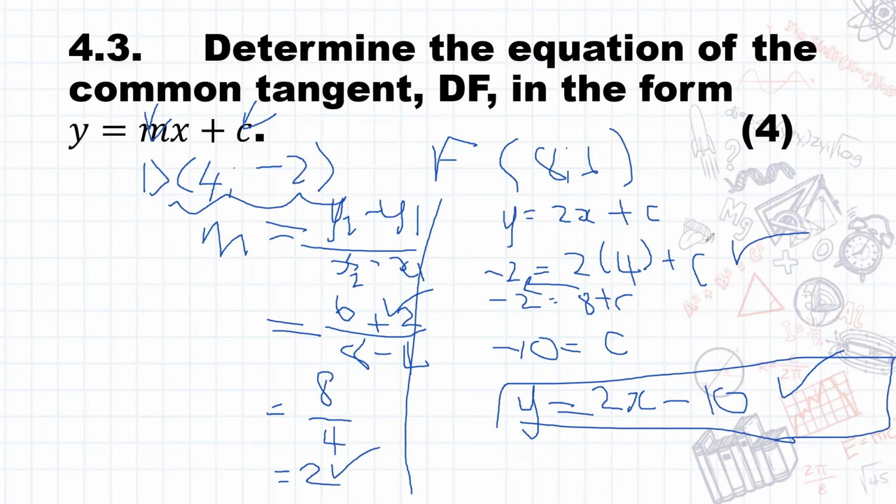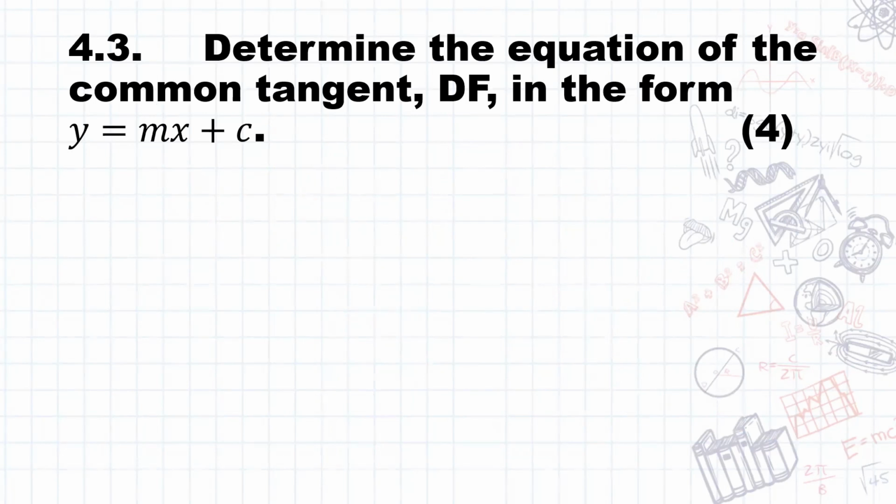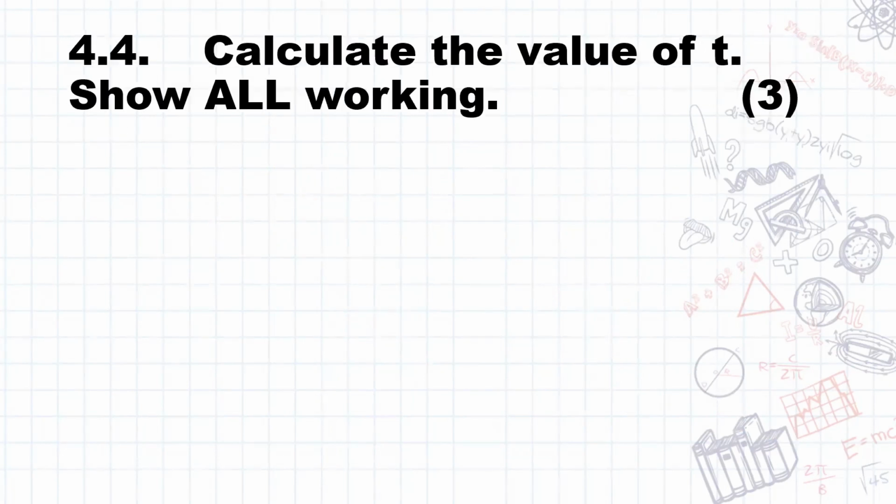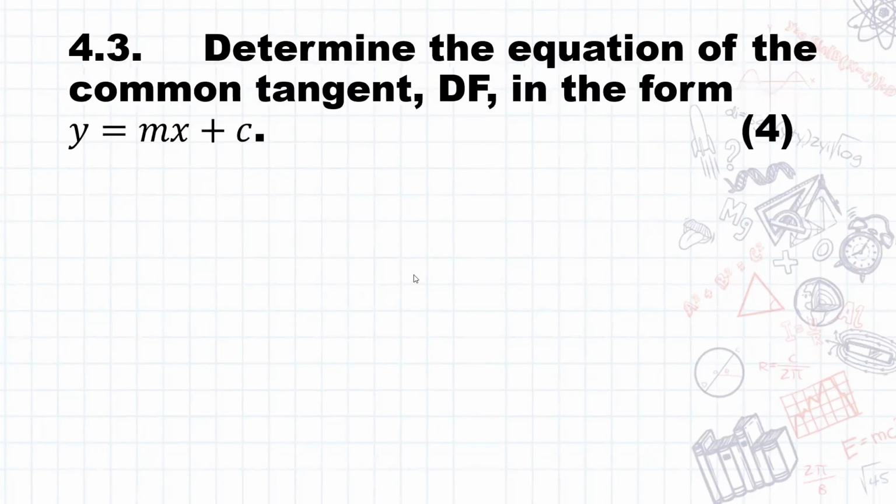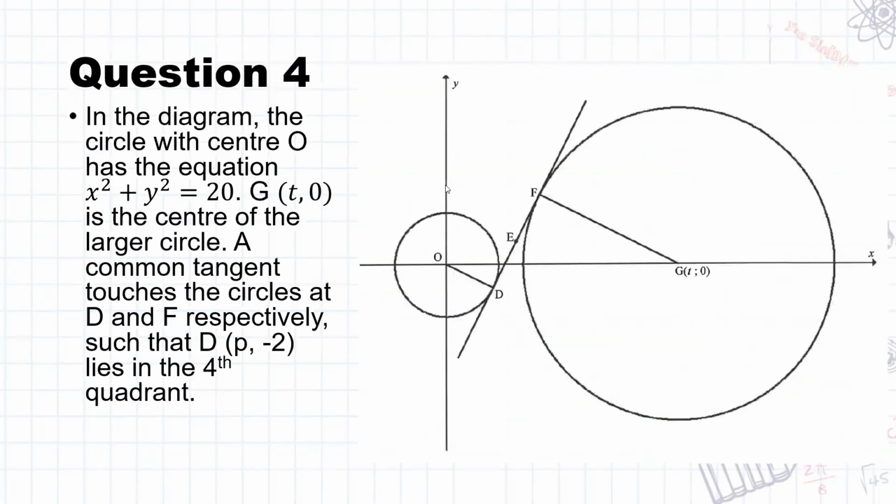Now, the next question says, calculate the value of t, show all of your working out. So I looked at this from several ways, and there are 2 different ways to answer this. What I'm going to do is actually use the tangent gradient method. If you look at this, we know that the tangent to a circle is perpendicular to the radius. That's part of what we know from both analytical and Euclidean geometry, which we should have covered at this point in the year of grade 12, right?